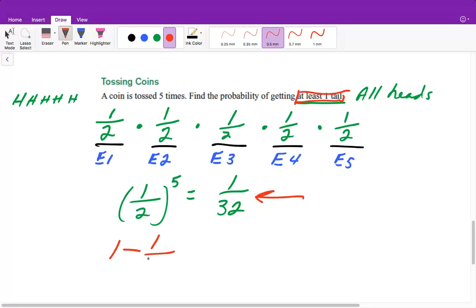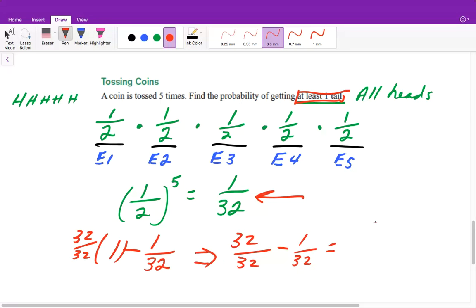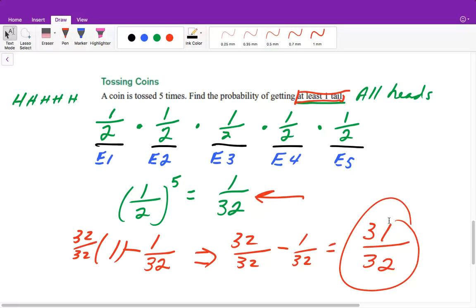So 1 minus 1 over 32, which is then equal to, we would have to multiply this by 32 over 32 to get common denominators. So it'll be 32 over 32 minus 1 over 32. So it's equal to 31 out of 32. So that means if we're flipping a coin 5 times, we have the probability of 31 out of 32 of flipping at least 1 tails.